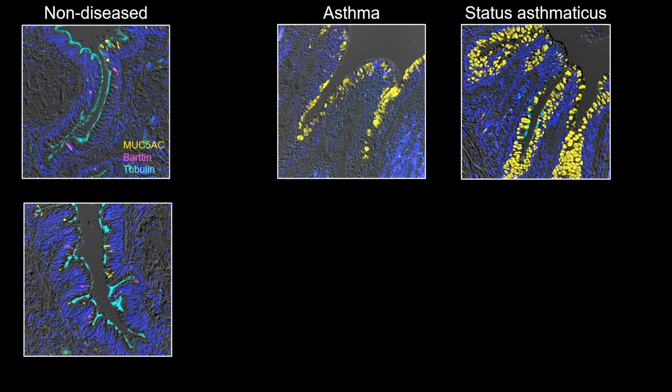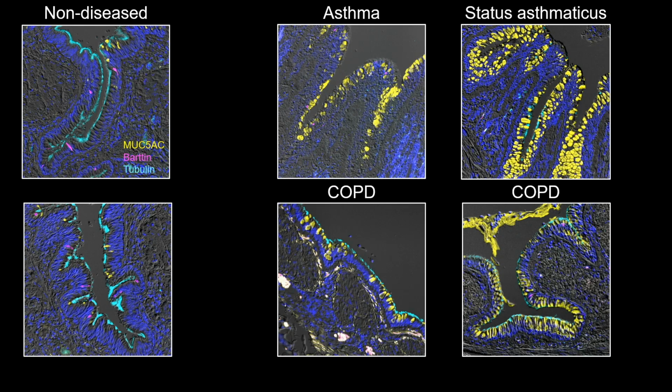So first, the immunohistochemistry. So here I'm showing you a couple examples from a non-diseased human lung, tubulin stain in all the ciliated cells, very few Barttin-positive ionocytes, and a scattered number of goblet cells. If we look at it under asthmatic conditions, increased number of goblet cells as evidenced by MUC5AC positive staining, and a similar thing in the COPD airway.